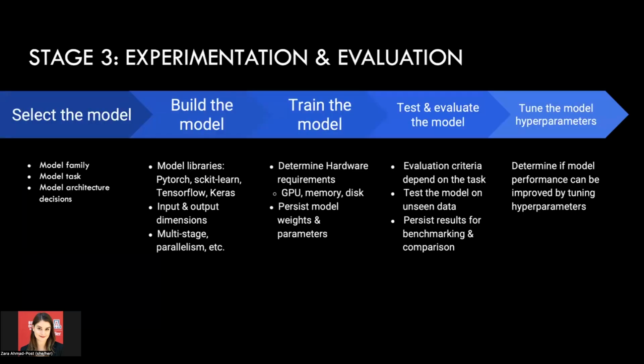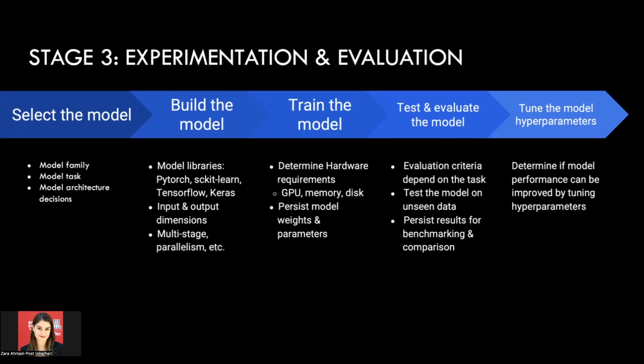Next, we have experimentation and evaluation. In our experimentation and evaluation phase, we have a couple of key tasks. First, we're going to select our model, right? So we'll want to identify a model family. Is it going to be clustering? Is it going to be classification? Is it supervised or unsupervised?